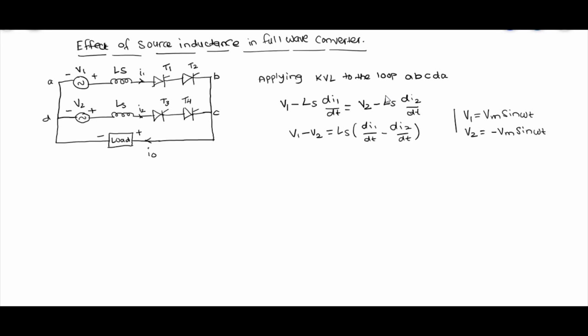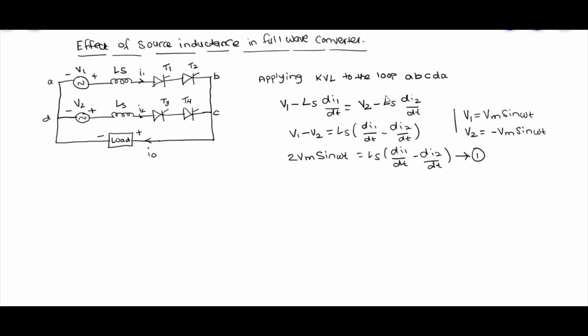Substitute these two values V1 and V2 in this equation. What is the answer you will get? It will be 2Vm sin omega t equal to Ls into di1 by dt minus di2 by dt. Number this equation as 1.